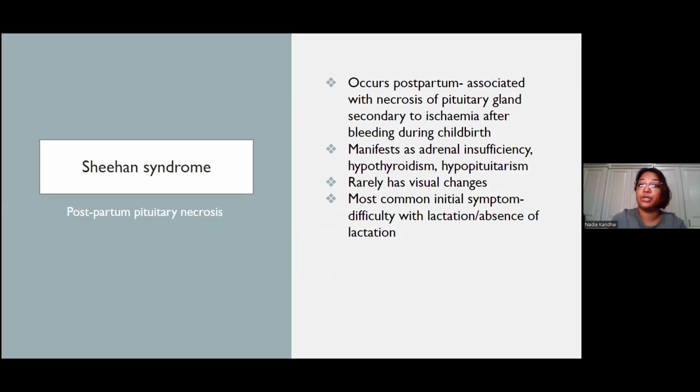Of note, there's Sheehan syndrome, which is postpartum pituitary necrosis. It is associated with necrosis of the pituitary gland secondary to ischemia from bleeding during childbirth, manifesting as hypothyroidism, adrenal insufficiency, hypopituitarism, and it rarely has visual changes involved. The most common initial symptom observed is a difficulty or an absence of lactation.